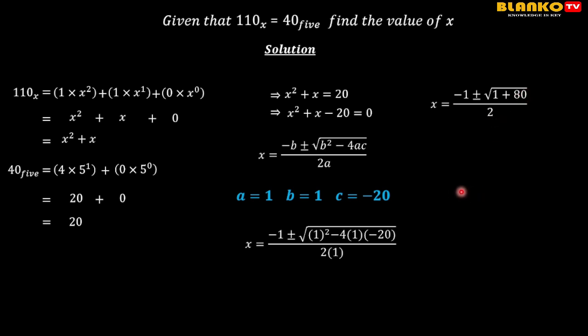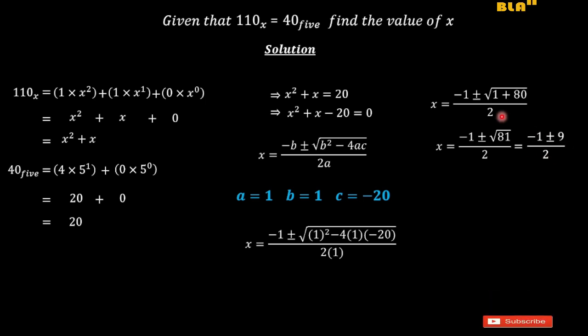Alright, so let's continue. So x is equal to negative 1 plus or minus the square root of 81 over 2. So 1 plus 80 is 81. So we have negative 1 plus or minus the square root of 81 over 2. And this is equal to negative 1 plus or minus 9 over 2. So the square root of 81 is 9. So we have negative 1 plus or minus 9 over 2.